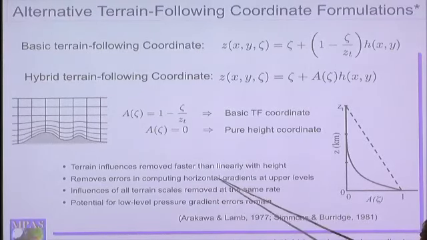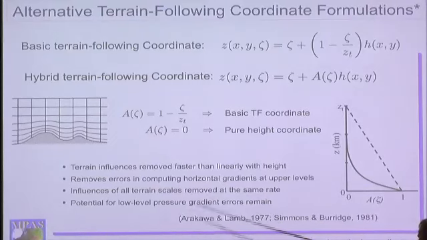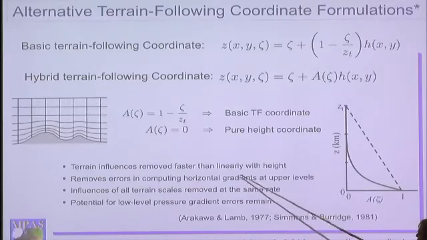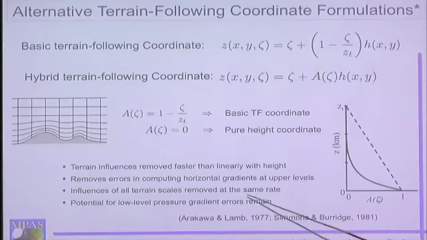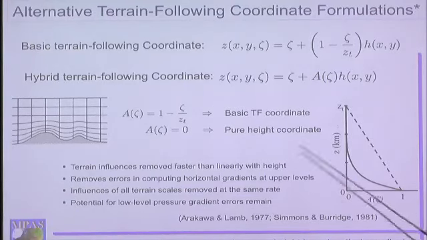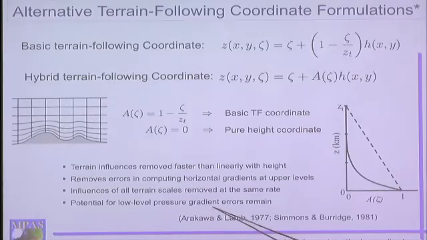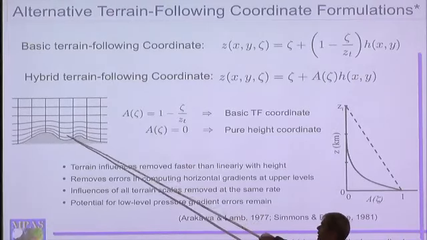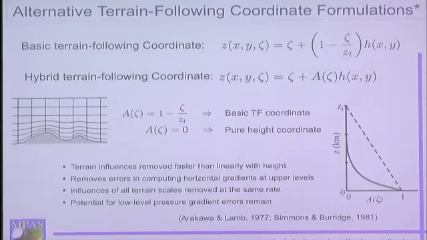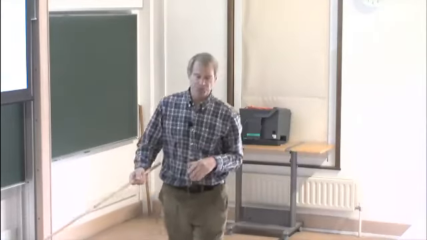So things like errors in horizontal pressure gradients and diffusion and so on at upper levels can be pretty much removed. With this approach, all terrain scales are removed at the same rate with height, because whatever this profile is, it multiplies the entire terrain shape. So small scale, large scale, everything goes at the same rate. Now, but we have to remember that down near the surface, there still is this issue with computing pressure gradients along the coordinate surfaces, which again have to follow the terrain.